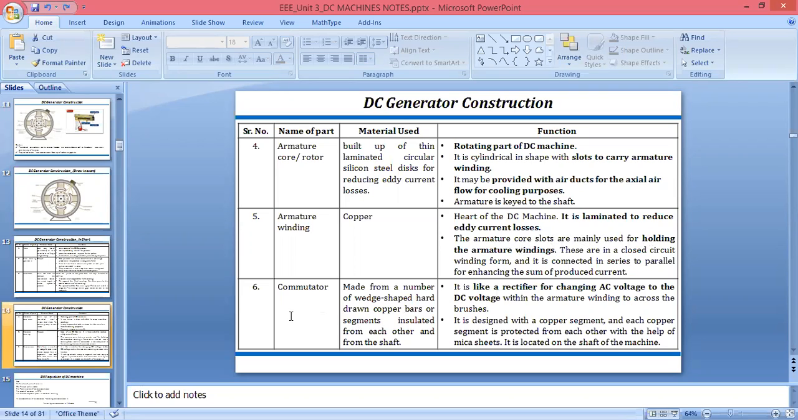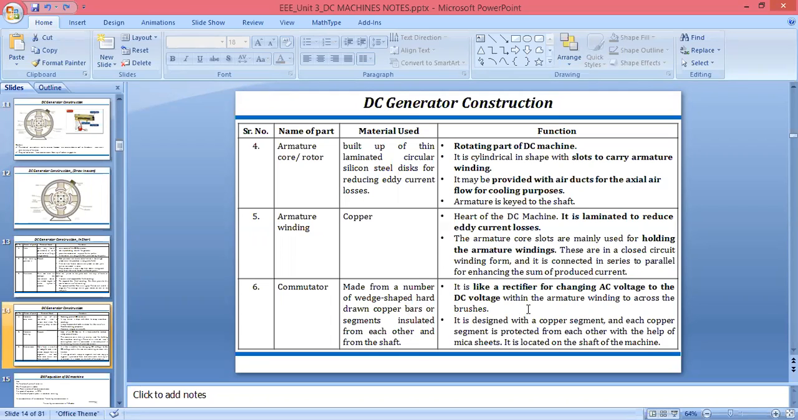Again, there is a commutator. We can make the commutator by using a number of wedge shaped hard drawn copper bars. It means that here also we are using copper bars, also wedge shaped hard drawn copper, to insulate that circuit from the other, and to insulate that circuit from the shaft.